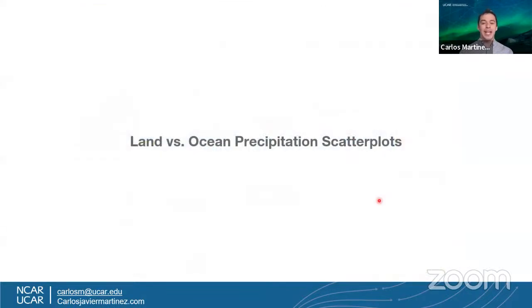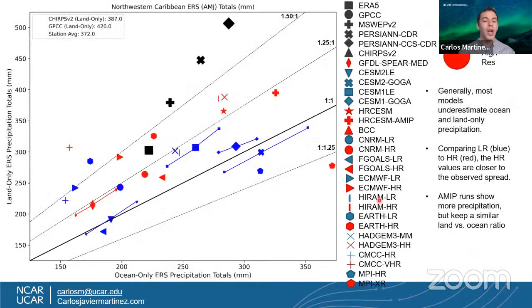So the first part is looking at scatter plots between land versus ocean-only precipitation. You can see here in the legend all of the models that I used. The ones in black are the observational data sets, and then the low-res models are in blue and the high-res models are in red. And what you see, generally speaking, is that most models underestimate land-only and also ocean-only precipitation.